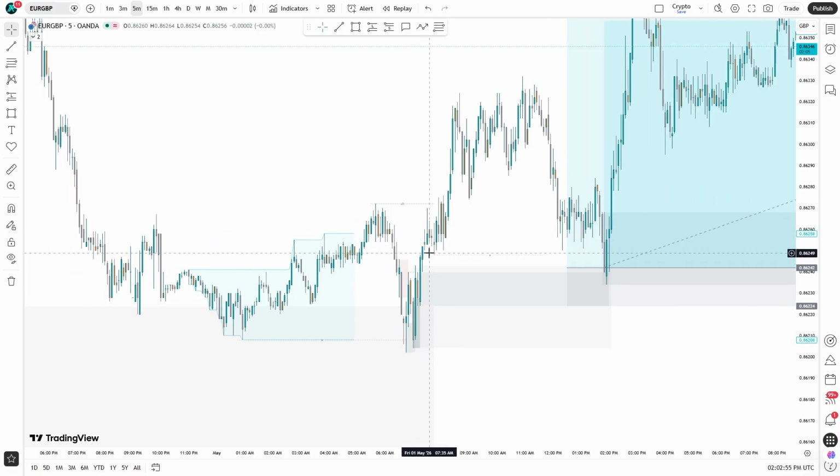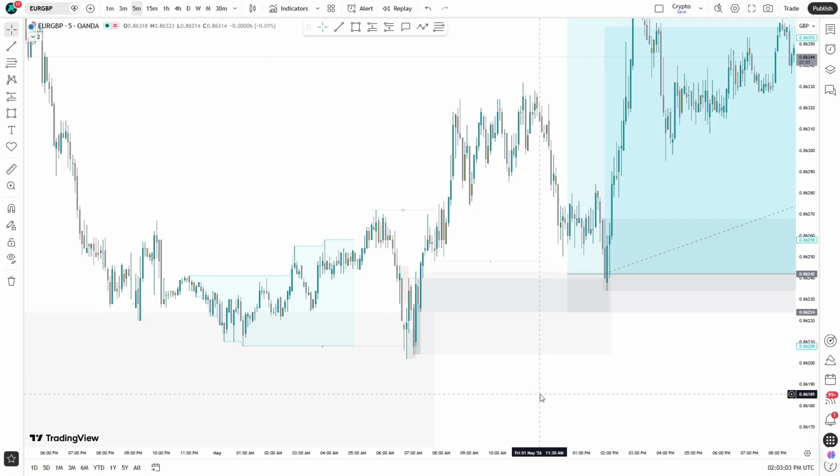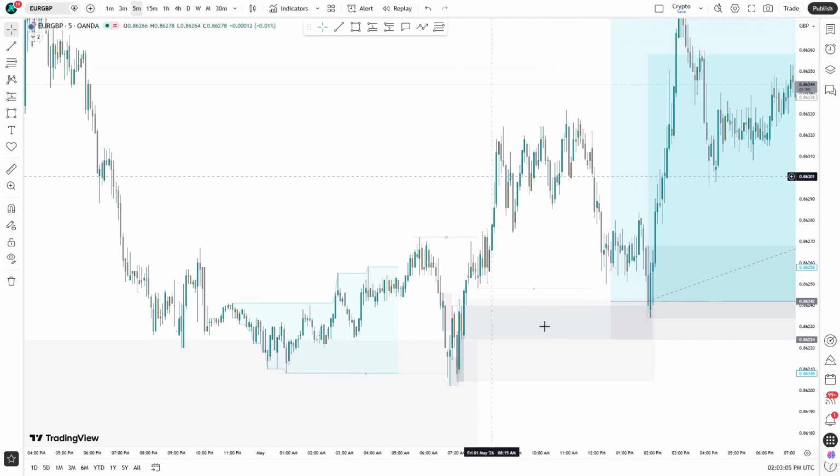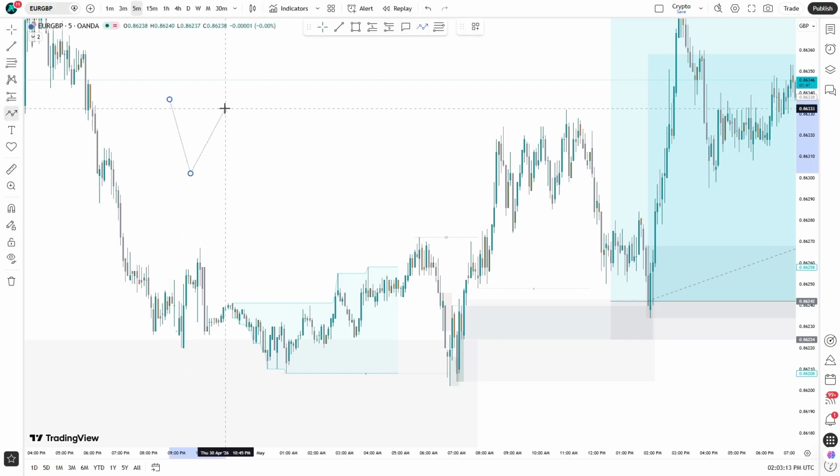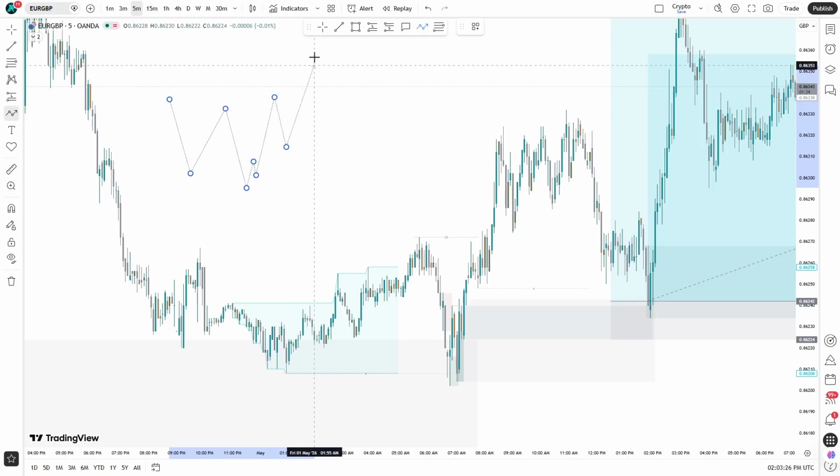So where we took our entry from, where we refined it to, is this demand zone here. So it's quite valid when we are trading. If I'm to draw it on the chart, it's something of this nature. The low, high, sweep of the low, then minor structural movement here, then a change of character, then mitigation, and move.